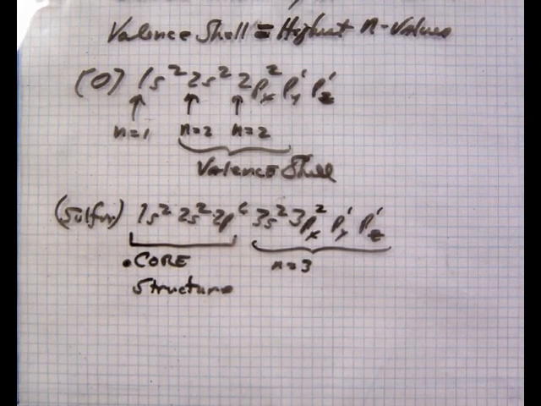We're not interested in the core. It doesn't enter into any chemistry. All chemistry takes place at the valence level, so we aren't interested in anything going on in the core. So what do we do? We use the previous row's noble gas.